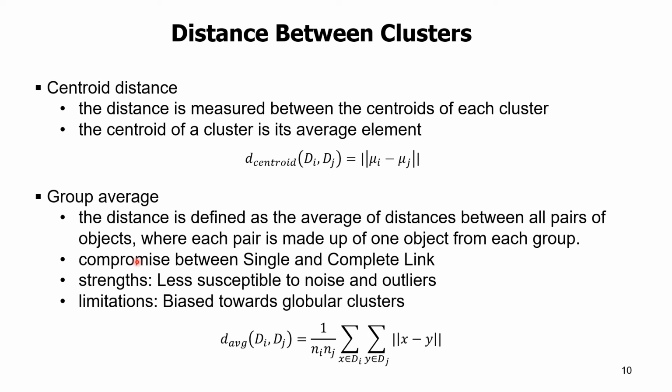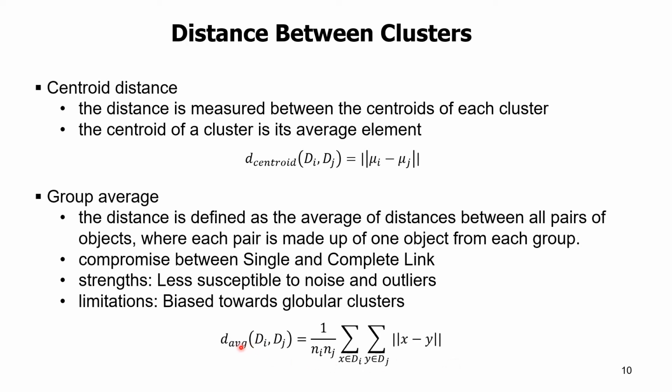And group average is kind of a compromise between single linkage and complete linkage. Its strength is that it is more robust, more robust to noise and outliers. And if you use group average, it tends to generate more globular or ball-shaped clusters. So this is the definition of group average.